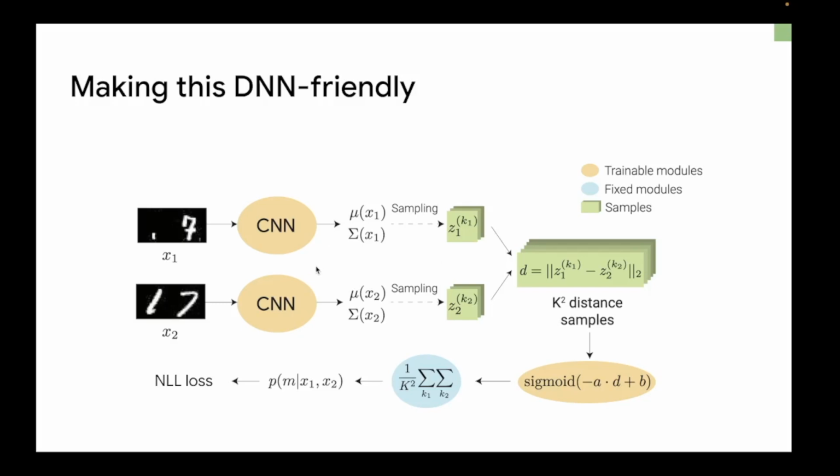Okay, so in a diagram, it looks like this. Given x1 and x2, you're first going to predict mu of x1 and sigma of x1, and likewise for x2. And then you sample k1 times and sample k2 times. You can match the number here as k. And then you're going to have k squared number of distance samples. That's quite a lot, actually. And then you're going to put minus a on top of this and plus b, then do sigmoid, and then do averaging over all k squared samples. That's going to be your final match probability prediction. And you're going to put a negative log-likelihood loss on top.